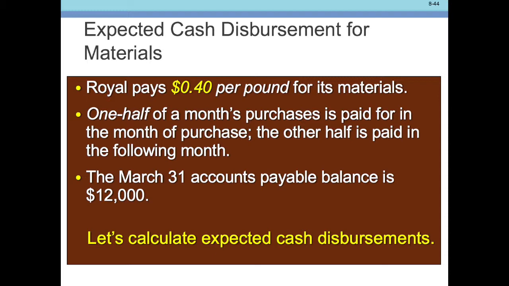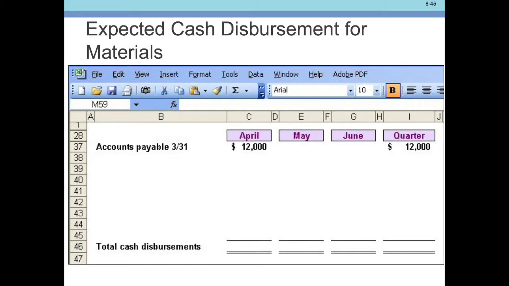One half of the month's purchases is paid for in the month of purchase. The other half is the following month. The March 31st accounts payable balance is 12,000. Let's play our game. So we start with 12,000 accounts payable for April, and we add the April purchases.